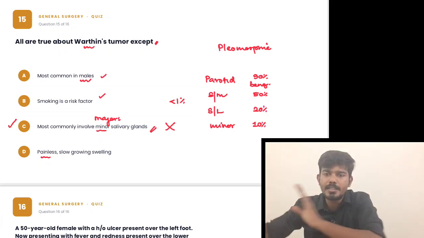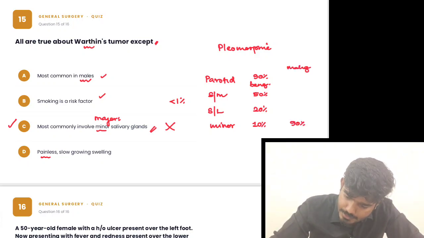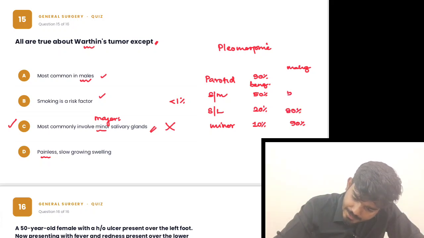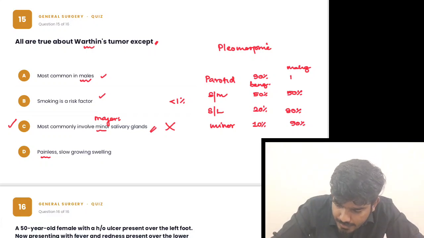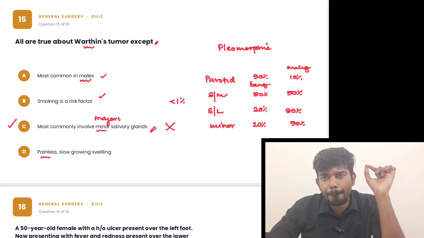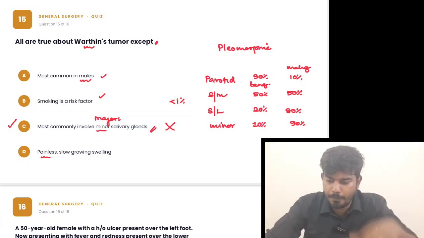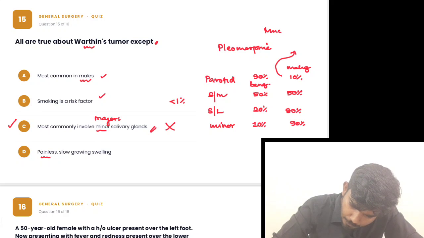So the opposite of this is malignant. So the minor glands are 90% malignant. The sublingual gland is 80% malignant. The submandibular is 50% malignant, 50% benign. Whereas the parotid gland is only 10% malignant. So what is the most common malignant tumor of the parotid? The most common malignant tumor of the parotid is mucoepidermoid carcinoma.